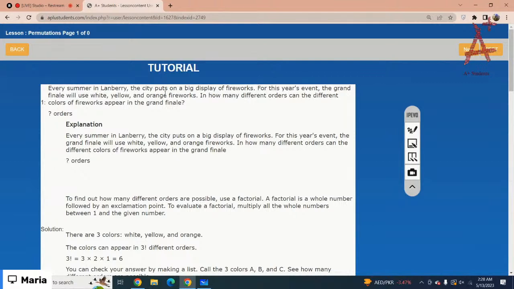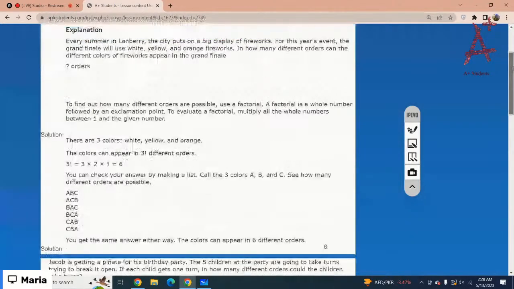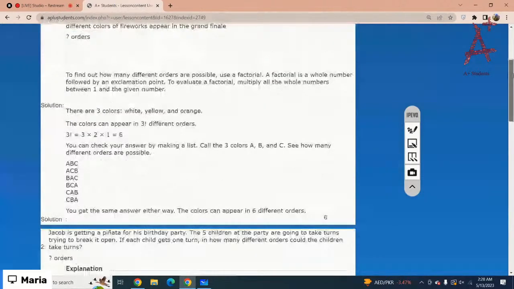So basically, whenever you have to calculate different orders, you have to calculate the factorial. Got it? You have three colors, white, yellow, and orange. So you need to calculate 3 factorial. It will be 3 times 2, which is 6. That means you have 6 options. Got it?